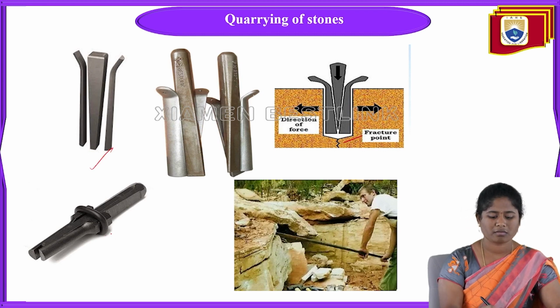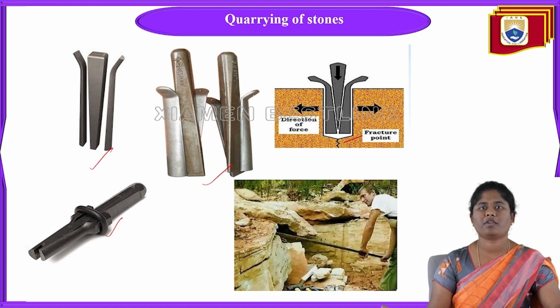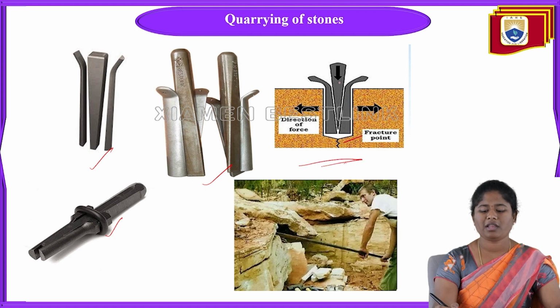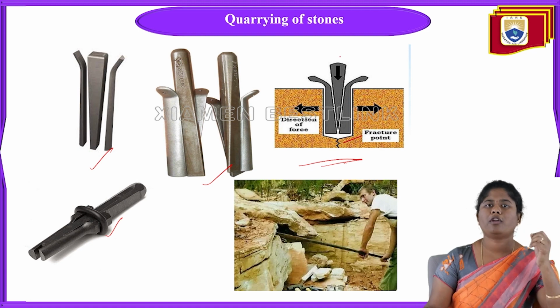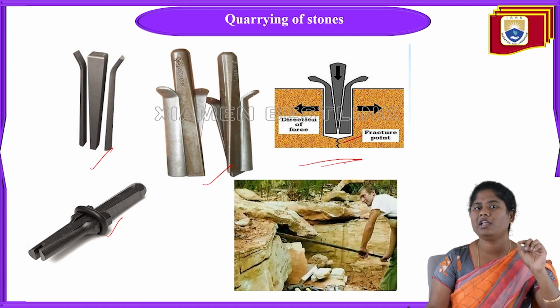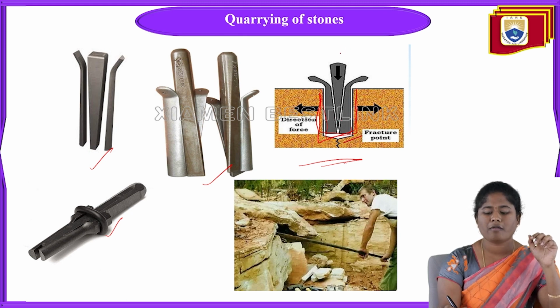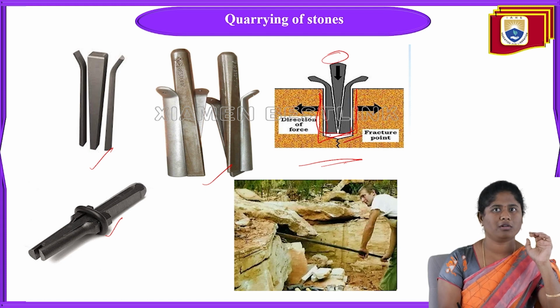These are the wedges. Here I am showing the different processing of these wedges. This picture you can observe. If we are going to drill one hole, after drilling that hole, this is the hole, and in this hole I am keeping this wedge. After keeping this wedge, from the top we are going to hit that wedge with the hammer. After hitting that one, this is the process going on.